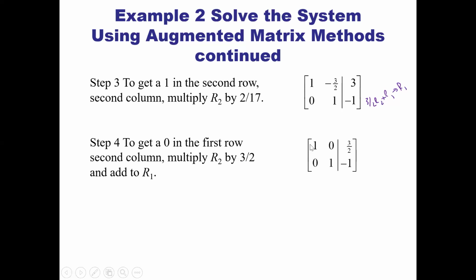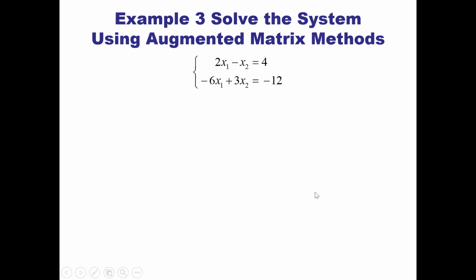And so that means x1 is 3/2, x2 is -1, which is what they show here. And we're going to leave the check to the computer. We're not going to do that. All right, let's do another one.